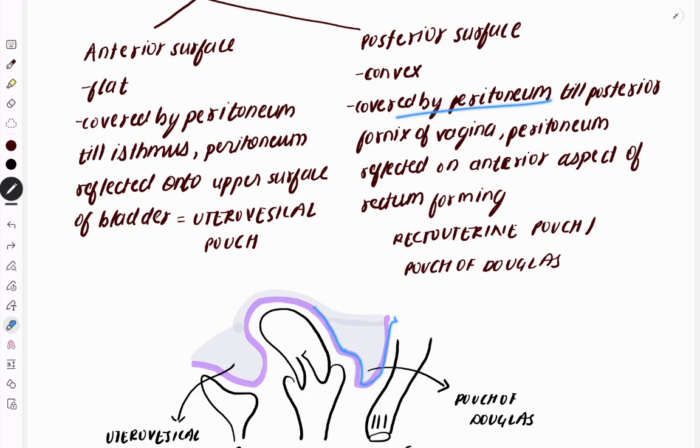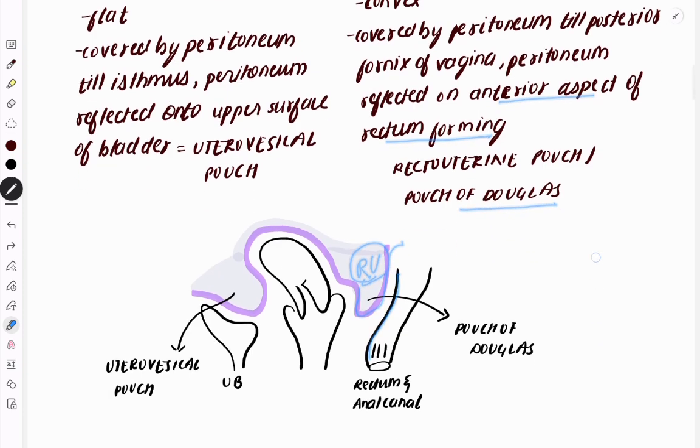On the posterior surface of the uterus, as we can see, the peritoneum is covered till the posterior fornix of the vagina, and then it reflects towards the anterior aspect of the rectum, forming a pouch, and that is called the recto-uterine pouch, which is also called the pouch of Douglas.